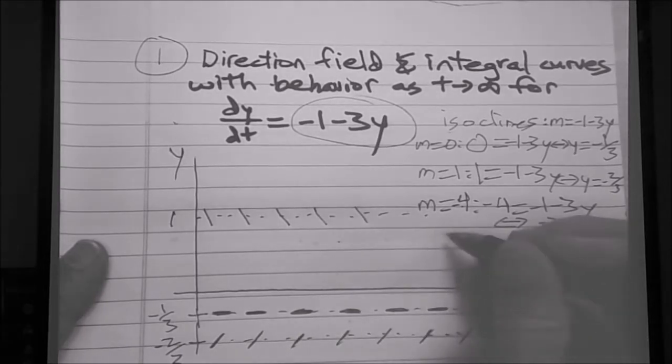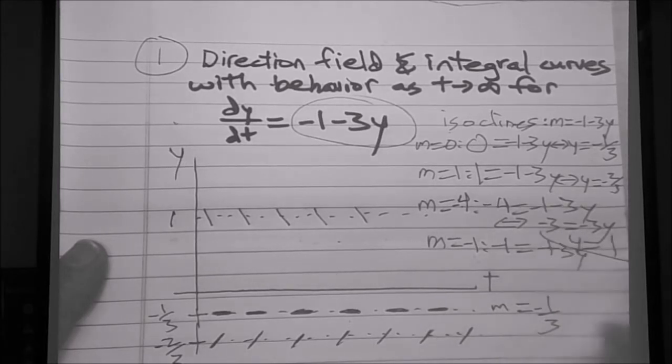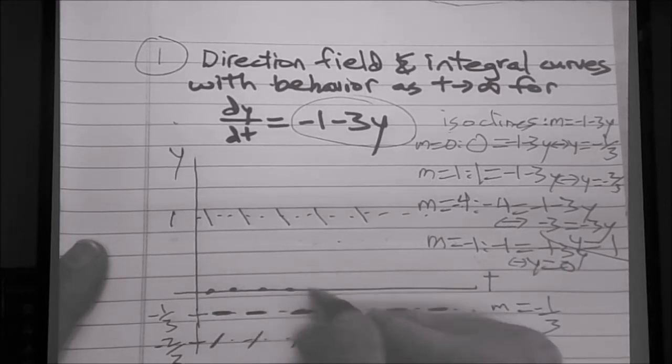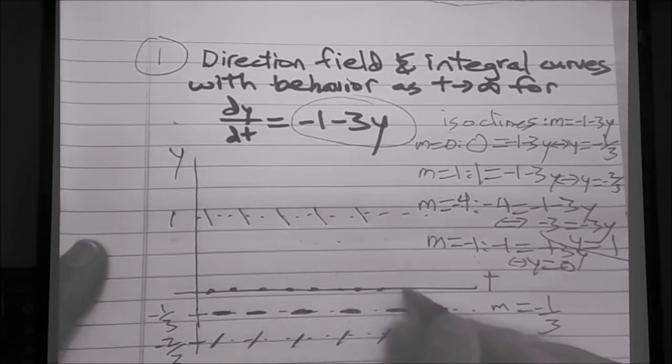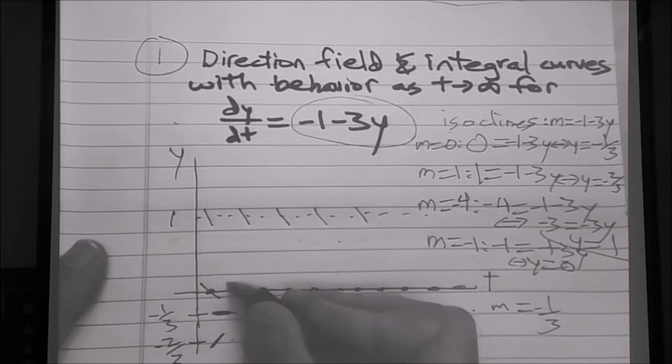Maybe I'll put now m equals minus 1. That's minus 1 equals the right side of the differential equation. Let's see, I add 1 to each side, and I've got minus 3y equals 0. That's just y equals 0. So the t-axis, y equals 0, is an isocline. At each point here, I have to draw a slope minus 1, maybe like this.